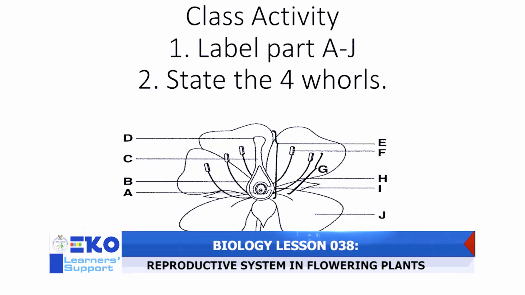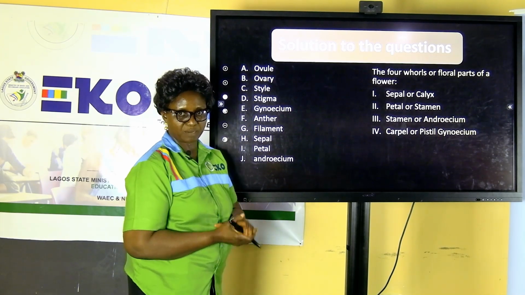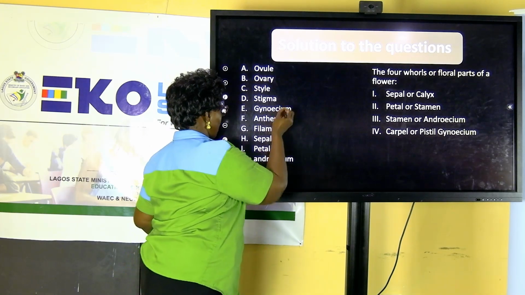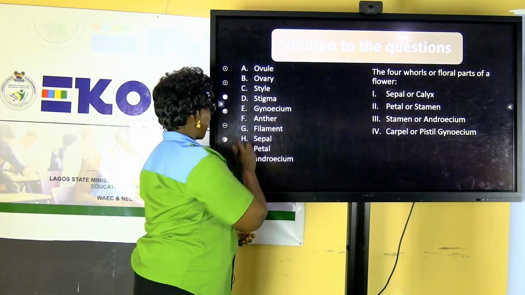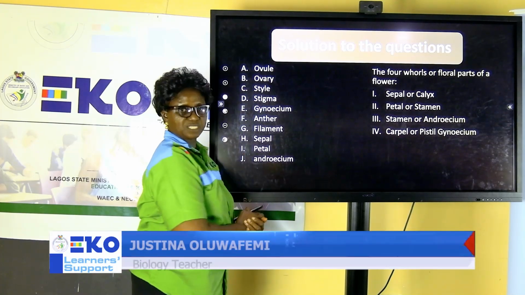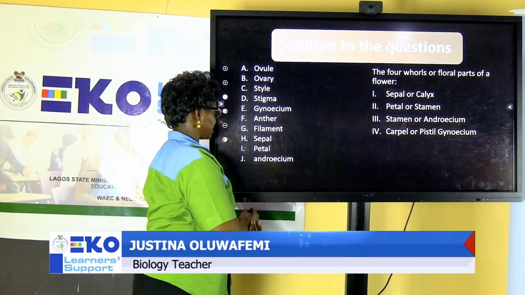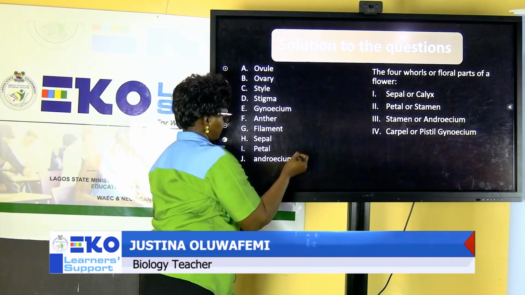So let's quickly go back to our answers. A is labeled as ovule. B is the ovary. Check your own answers. Quickly compare it with what I have on the board. C is the style. D is the stigma. We have E as gynoecium. Remember, the female part is the gynoecium. F is the anther. G is filament. H is sepal. I is petal. And J is androecium.